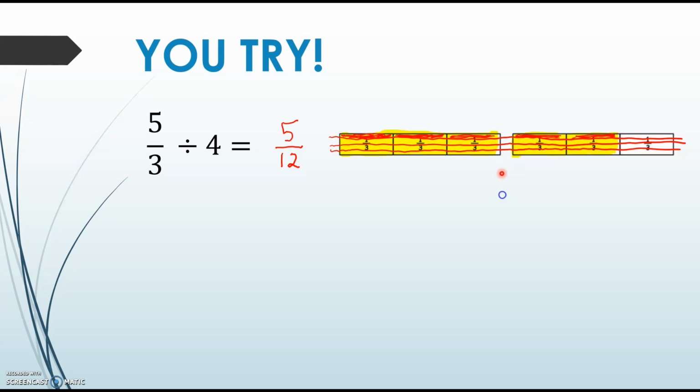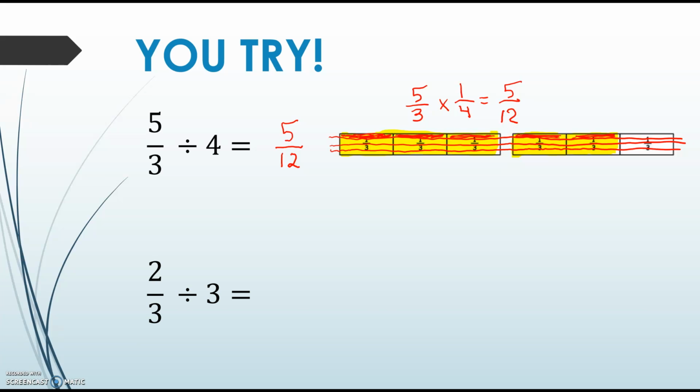You could also think of this as I started with 5/3, and dividing or sharing among 4 people is the same thing as taking 1/4 of it. And you can see in the model, we took 1/4 of each of these pieces in our model. So we could choose to turn this into a multiplication problem and multiply 5 times 1 to get 5 and 3 times 4 to get 12.